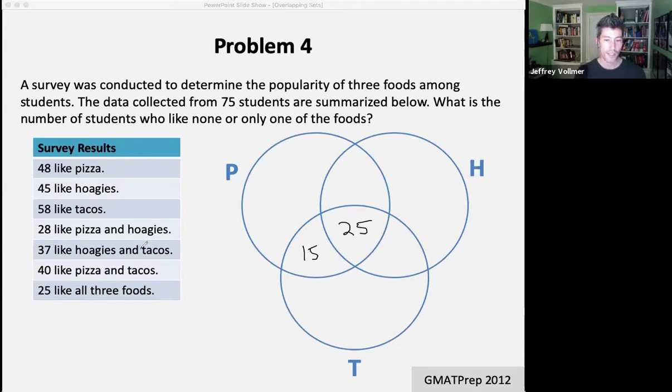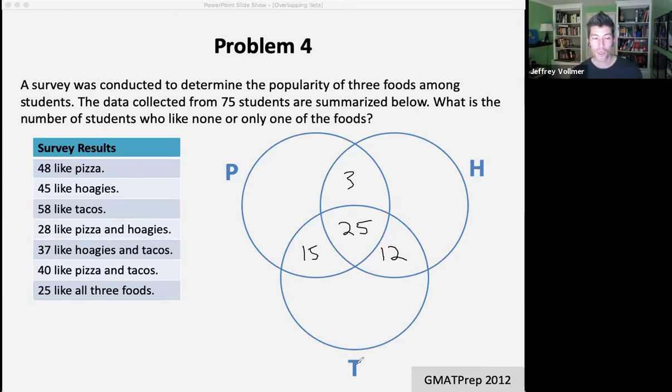37 like hoagies and tacos. All right, well, that's this football. 25 of them already like pizza. That implies that there are 12 more who like hoagies and tacos but do not like pizza. And then 28 like pizzas and hoagies. That's this football, which means this has to be 3.